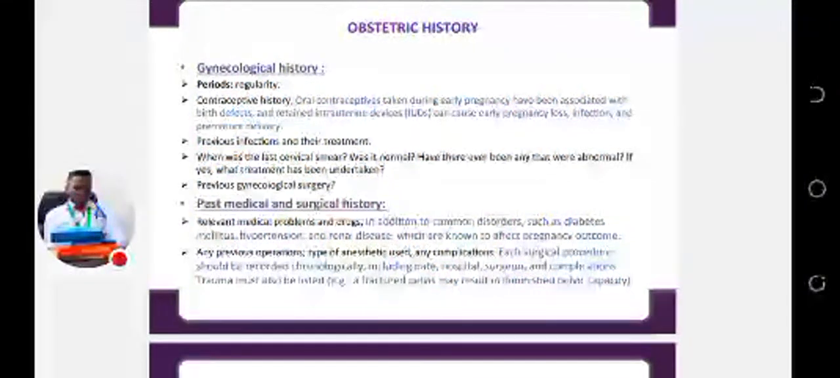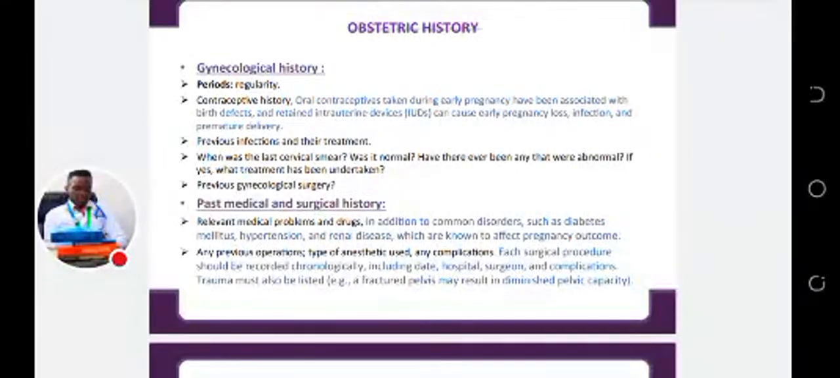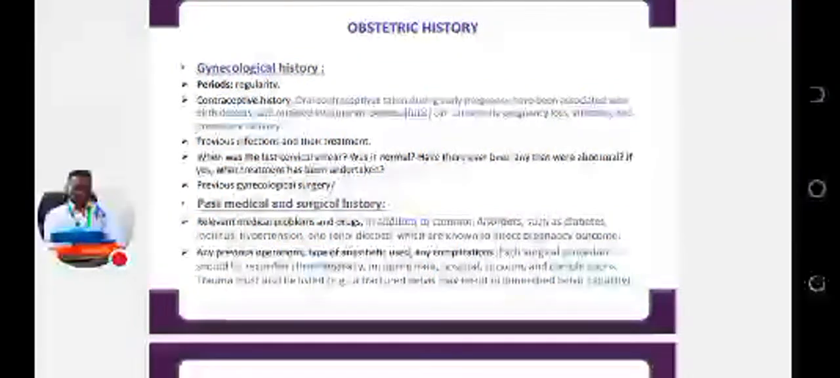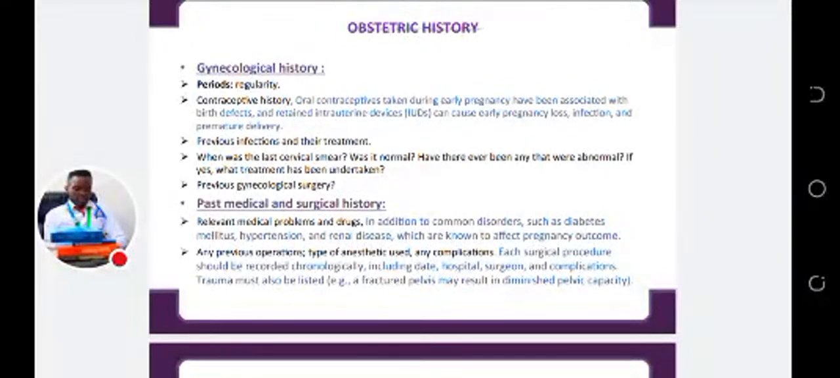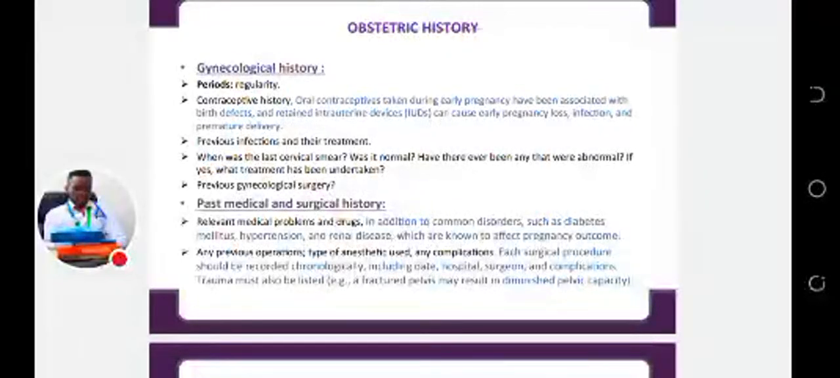Then the other one is past medical as well as surgical history. This is important in as much as it helps to understand the relevant medical problems as well as the drugs, in addition to common disorders such as diabetes mellitus, hypertension, and renal disease, which are known to affect pregnancy outcome. Again, you should also consider any previous operation, the type of anesthetic used, or any complication you need to check.